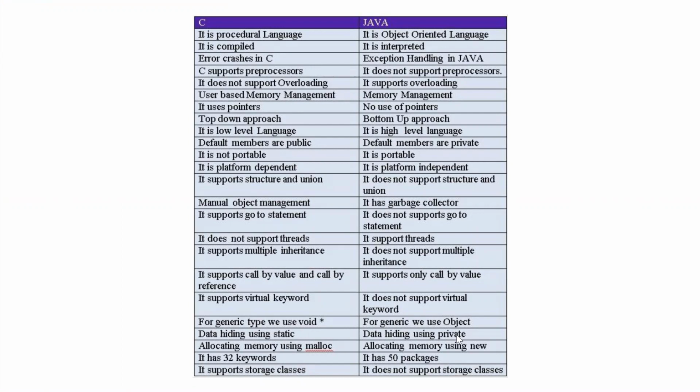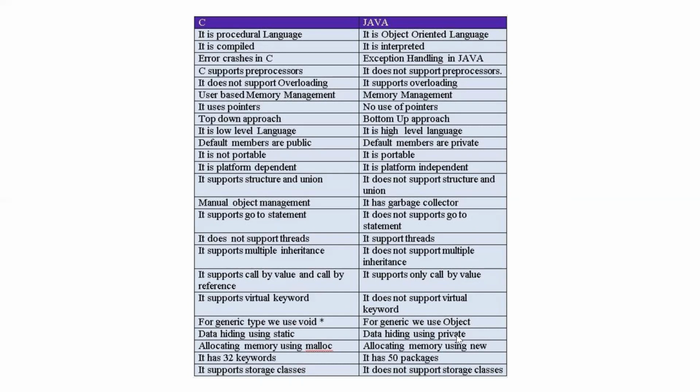So first, we'll discuss some differences between C and Java. As everyone knows, C is a procedural language as well as a modular programming language and a structured programming language, whereas Java is an object-oriented programming language. C is called a compiled language, whereas Java is called an interpreted language. Whenever we get exceptions in C, runtime errors crash the program, right? Whereas in Java, we can handle our exceptions.